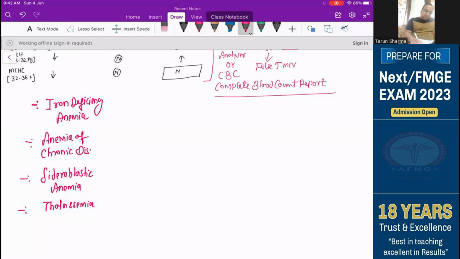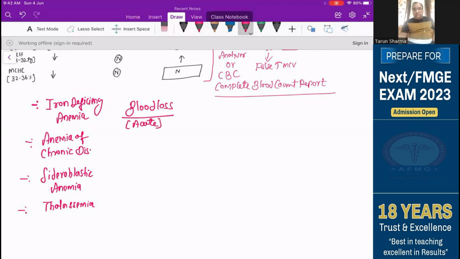So in the normocytic normochromic anemias, we will have the blood loss. First of all, the anemia due to blood loss will be in this category, that is the normocytic normochromic. But it should be acute. Remember, it should be acute blood loss. Why am I telling you this acute?